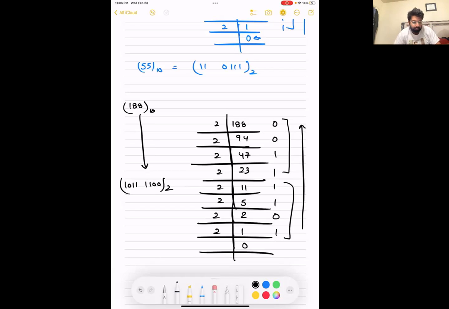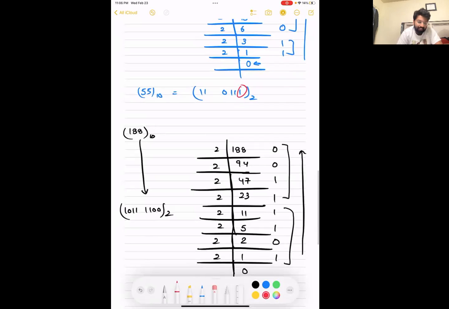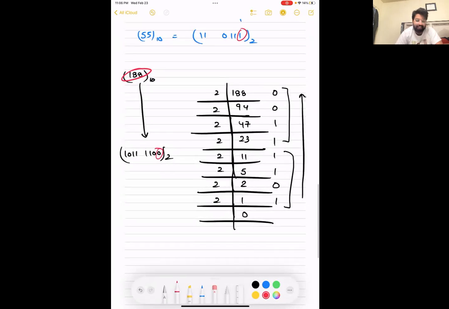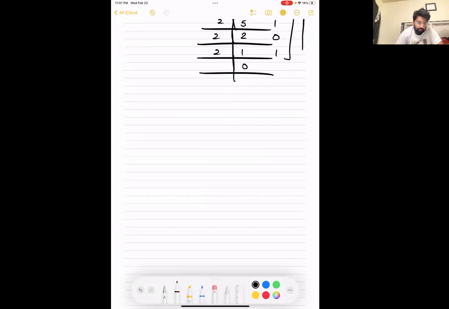That's our conversion using the division method. Now, here's another thing. Let's verify the trick that I showed you in the first problem. Here, 55 is an odd number, right? And look at the last bit. It's 1. Here, 188 is an even number, and the last bit is 0. So it's always true, no matter what. Okay, now on to the next problem.